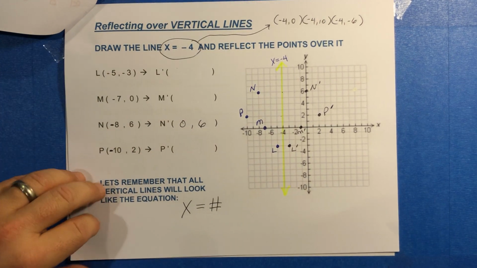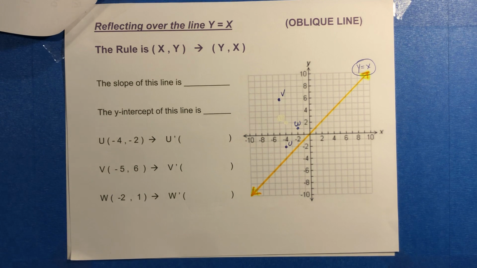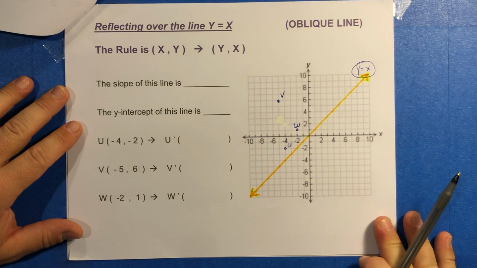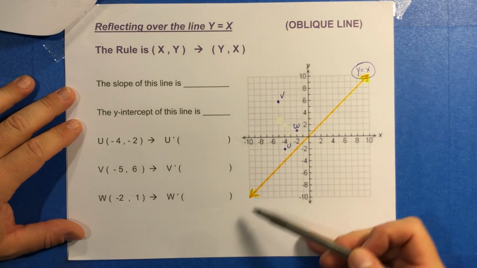Okay, that brings us to our last 2 ideas here, okay? So far, we've reflected over horizontal and vertical lines. In these last 2 examples, just like we talked about before class, we're going to reflect over 2 different oblique lines. We're going to start off with this oblique line here.